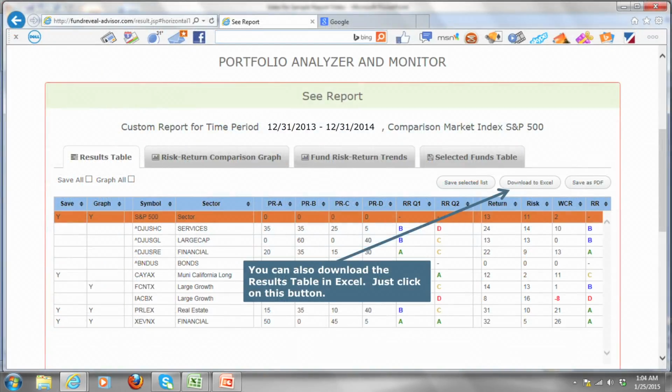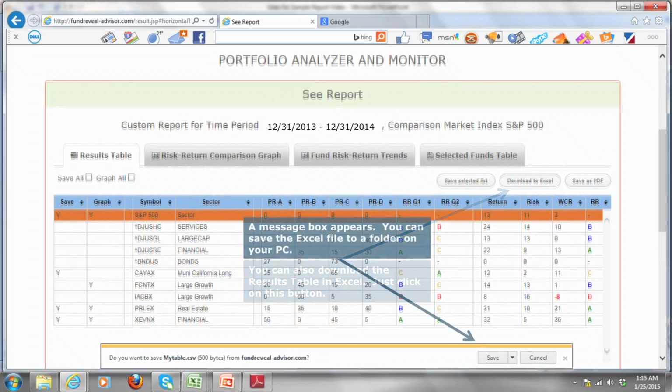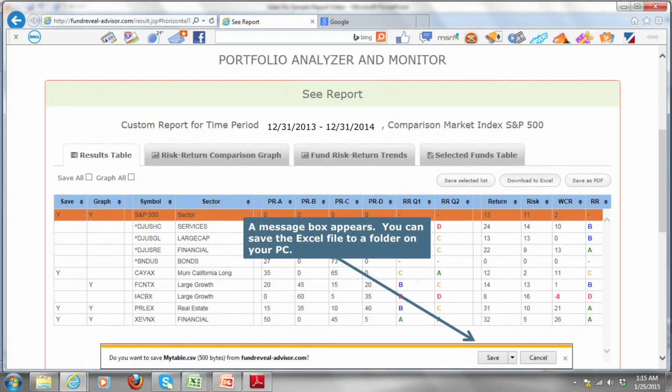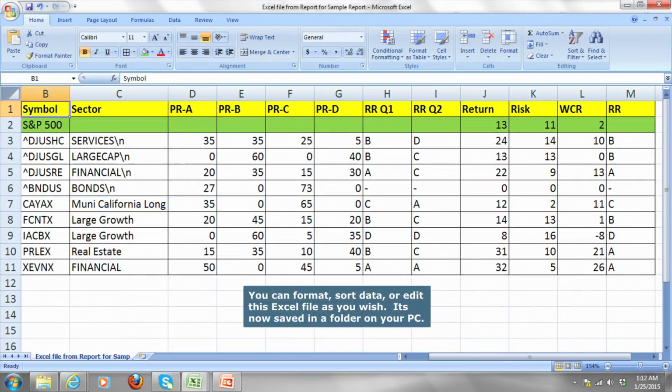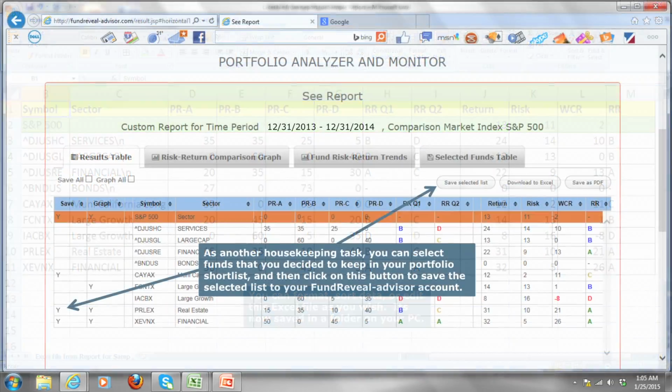You can also download the results table in Excel. Just click on this button. A message box appears. You can save the Excel file to a folder on your PC. You can format, sort data, or edit this Excel file as you wish. It's now saved in a folder on your PC.